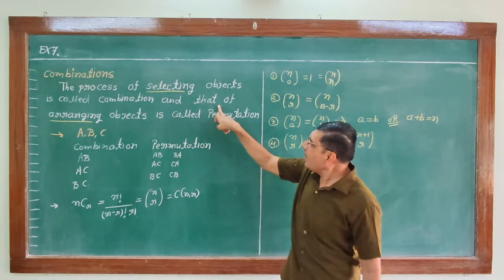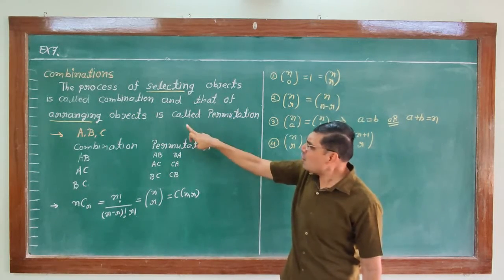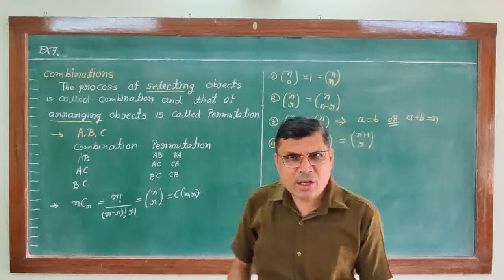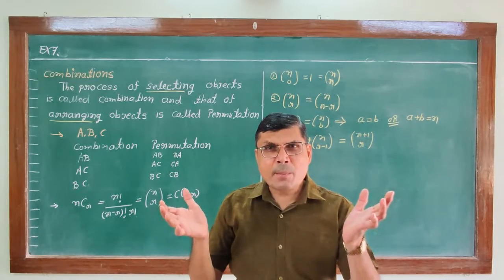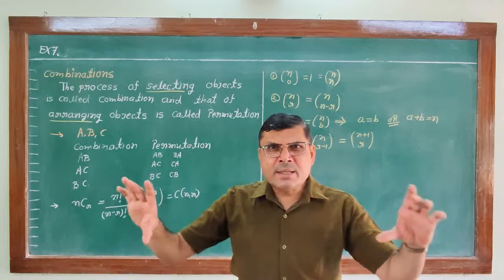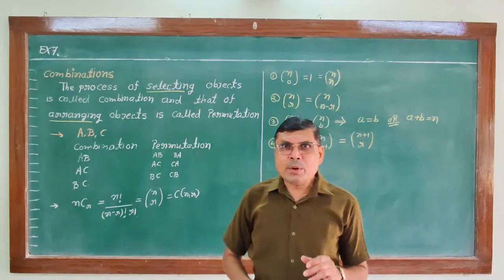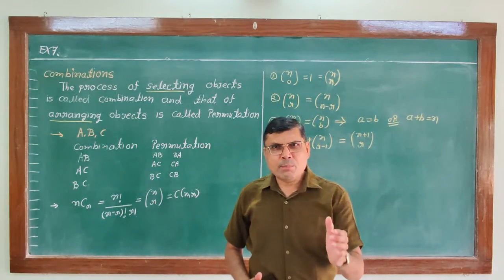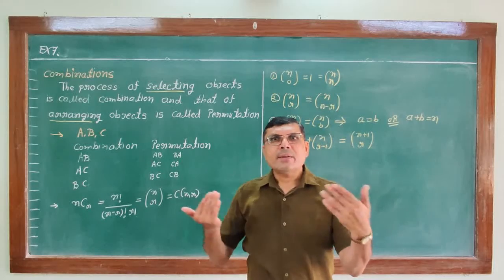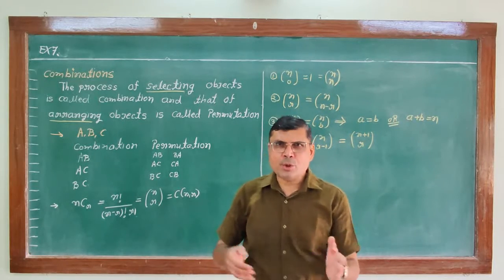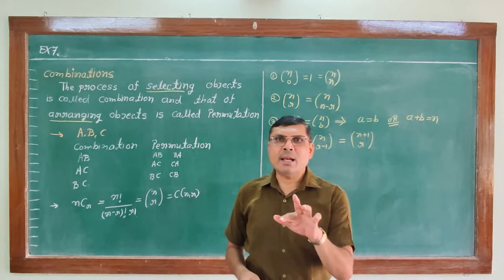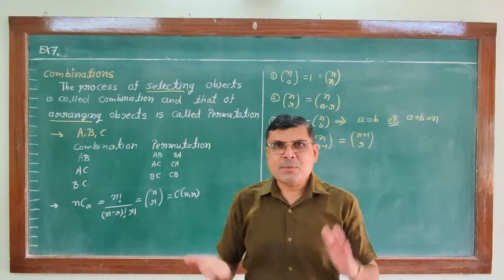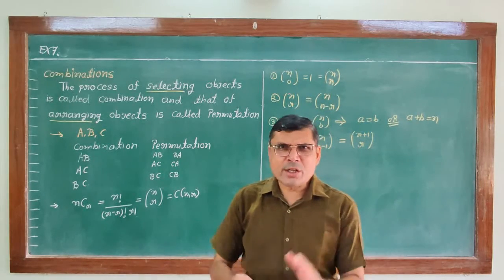Whereas arranging is called a permutation. First you select and then arrange, that is known as a permutation. So this is a basic difference. In one sentence, if I want to say, in permutation, order plays a very important role. Sometimes numbers, arranging a word. This type of problem we already discussed in permutation, because say 12 and 21 are different numbers, because order is important. And sometimes in the selection, order is not important.